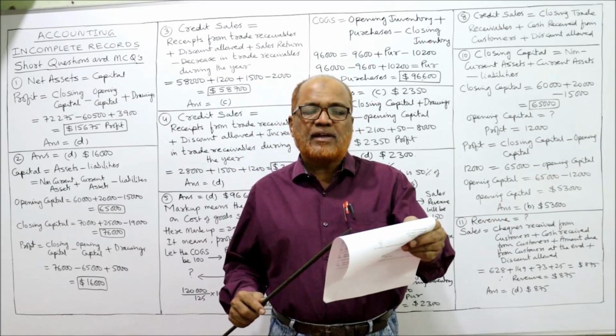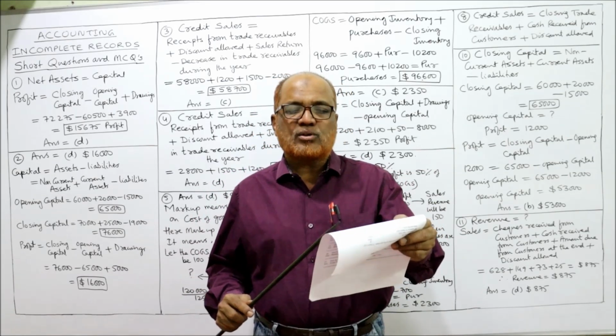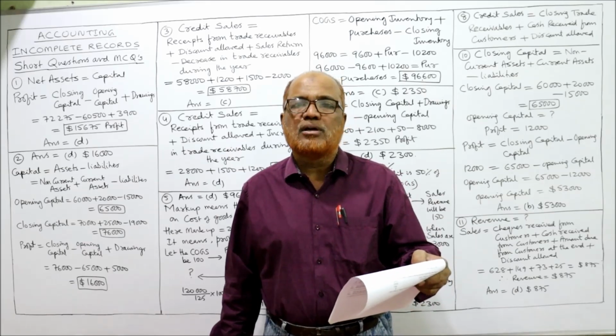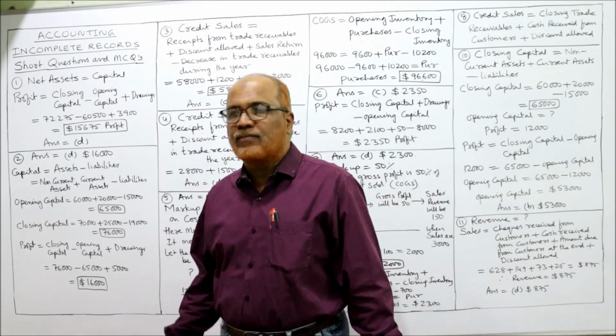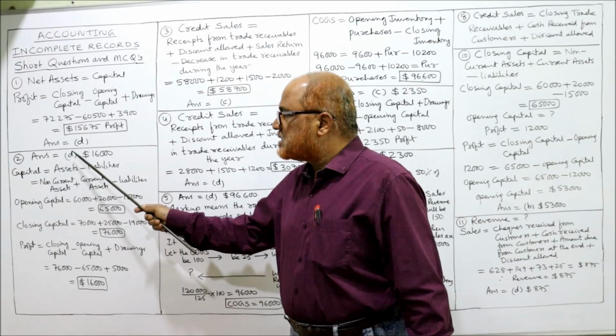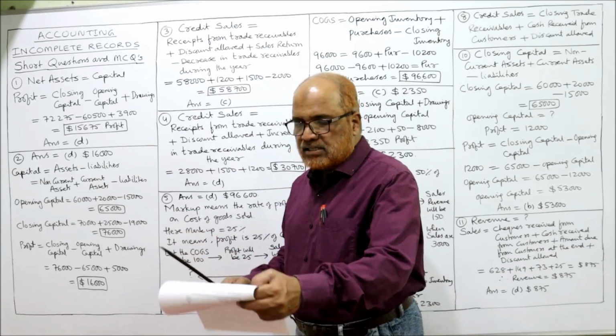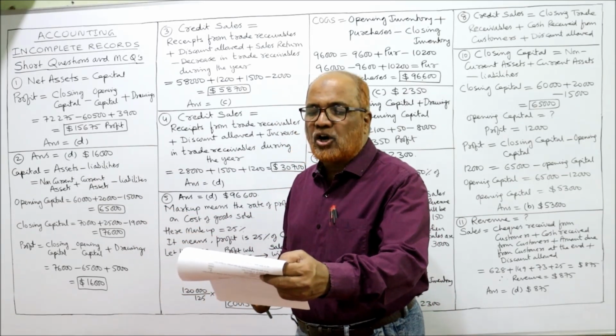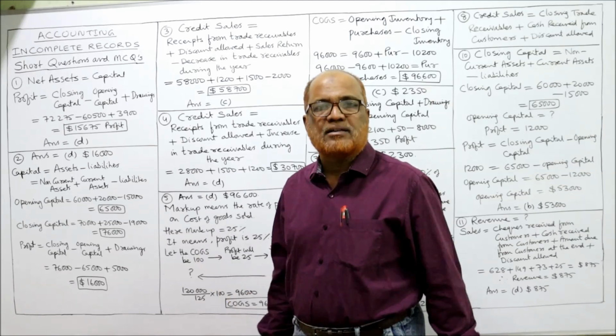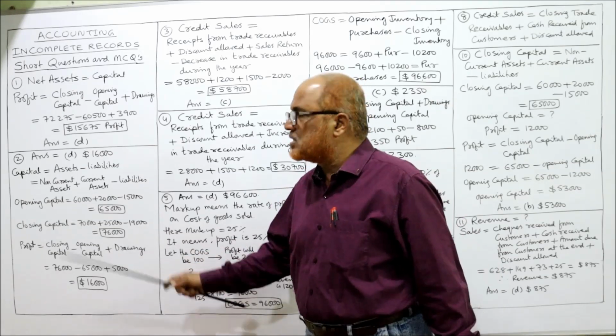Similarly, the capital at the end of the year is 70,000 plus 25,000 minus 19,000. You will get the capital at the end of the year. So here you can see the answer is D, the last option, $16,000 is the right answer. So how did we get the $16,000?